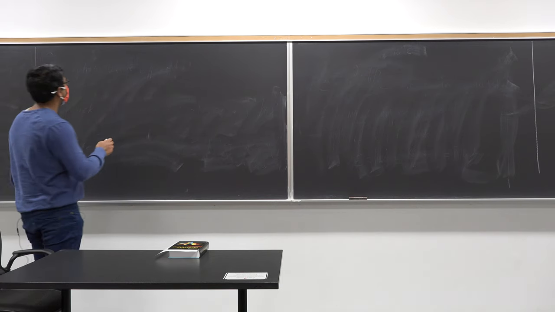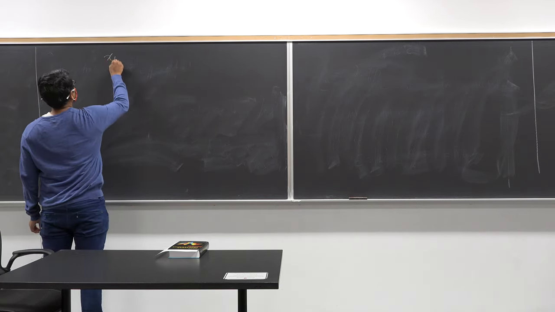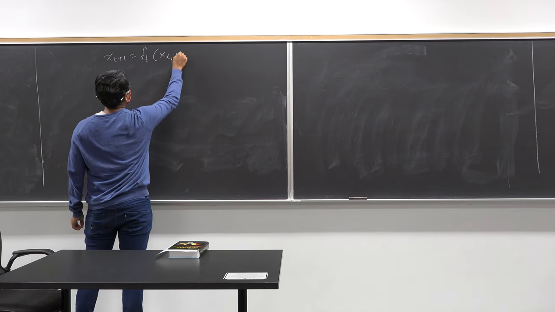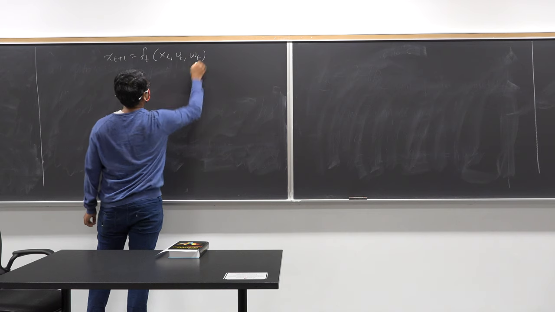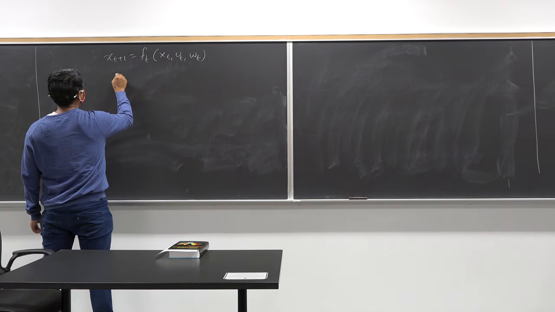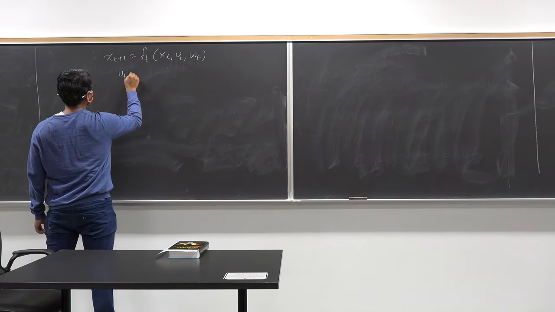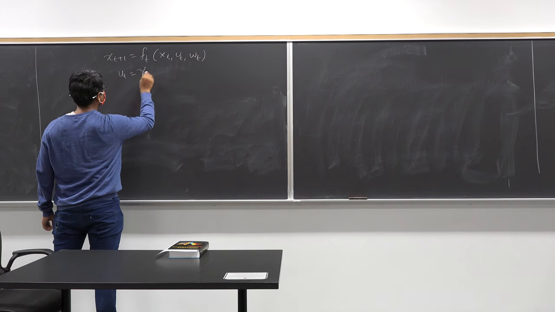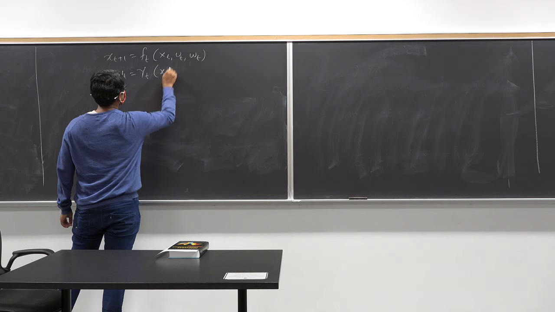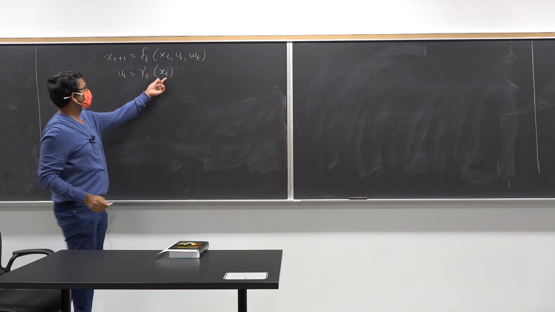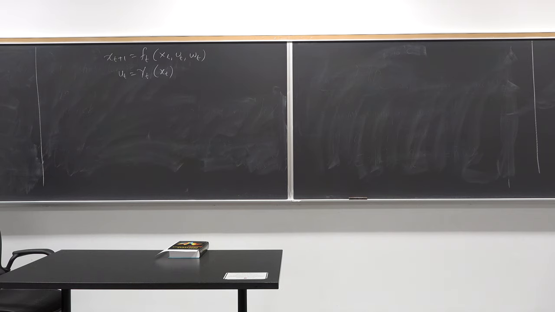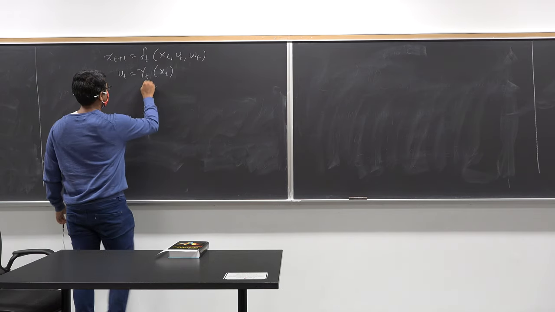So here is the problem. This is my state update equation. I want to compute u_t, so actually I want to compute the policy gamma_t, which takes as input the current state and outputs the current action that you're supposed to take. So this is the policy, the feedback policy.